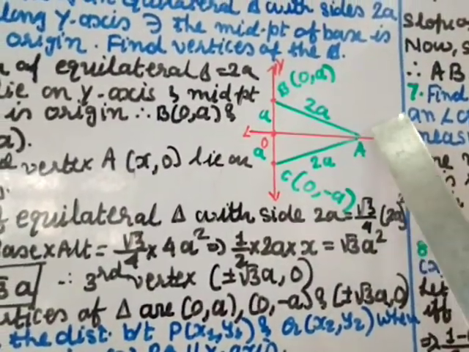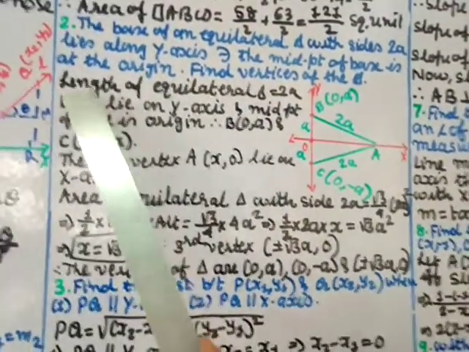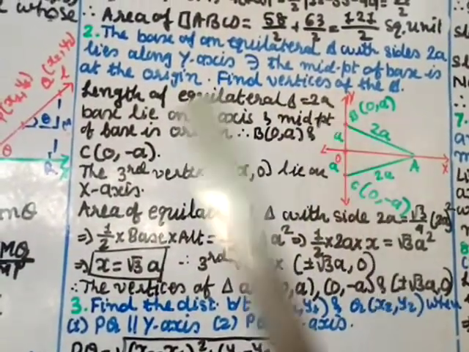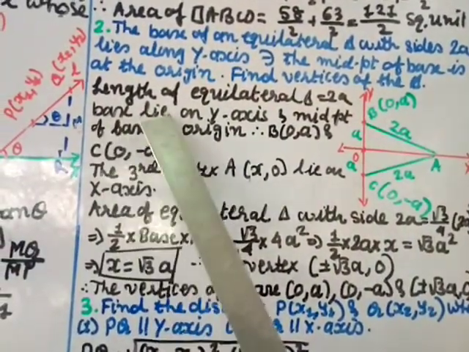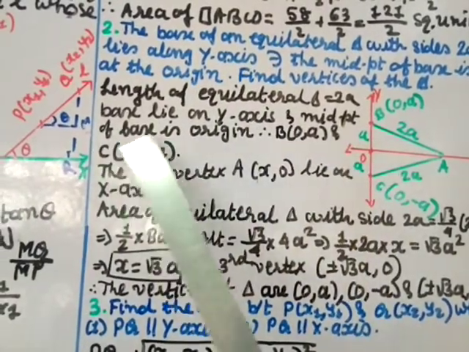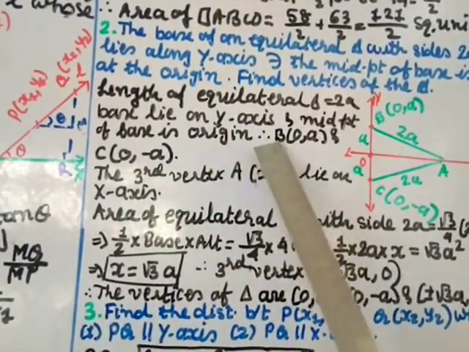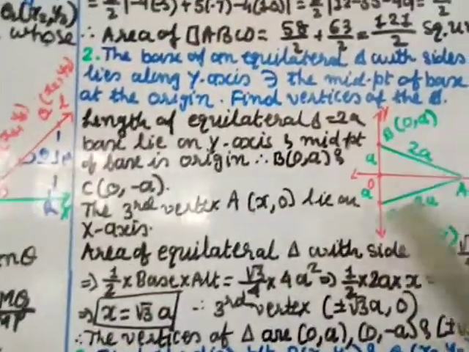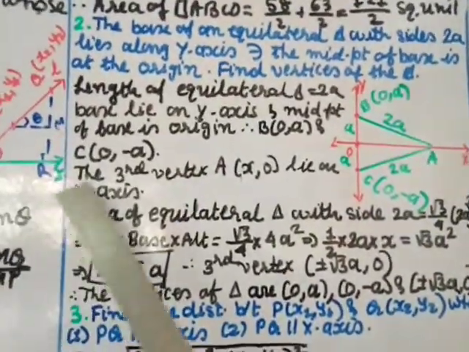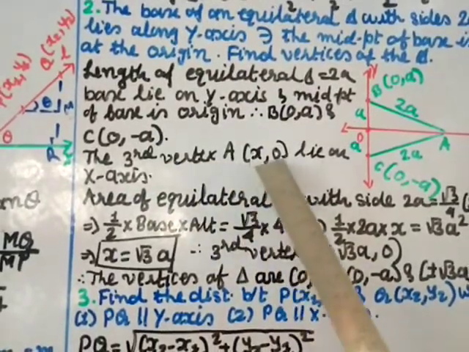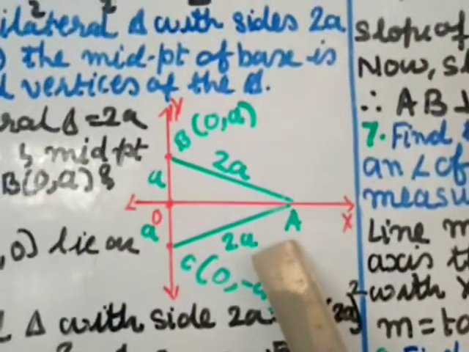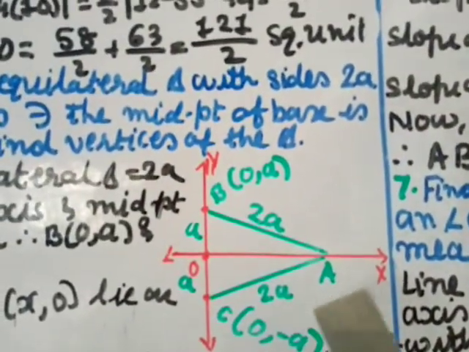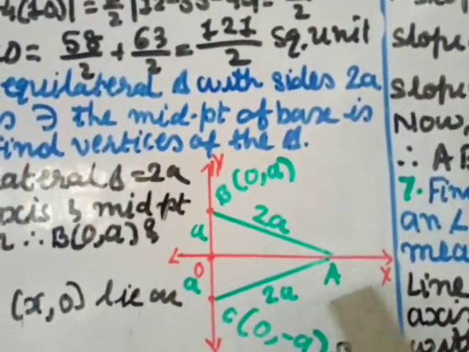Now we have to find only the coordinate of A. Length of the equilateral triangle equal to 2a is given to us. Base lies on the y-axis and midpoint of base is origin. Therefore B is (0, a) and C is (0, -a). Okay, as I explained here in the figure. The third vertex A (x, 0) lies on the x-axis. Then obviously this is on the x-axis. Okay, and on the x-axis the x coordinate will be x and y coordinate is 0.